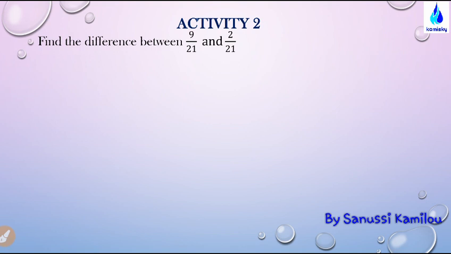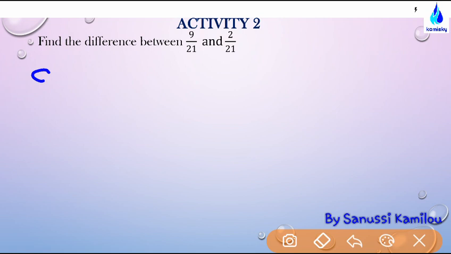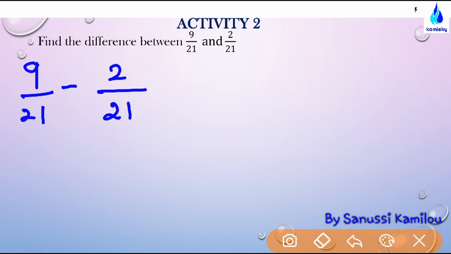Find the difference between 9 out of 21 and 2 out of 21. This one, we do the same procedure. The difference is the same as subtraction. 9 out of 21 minus 2 out of 21. What will it give me?